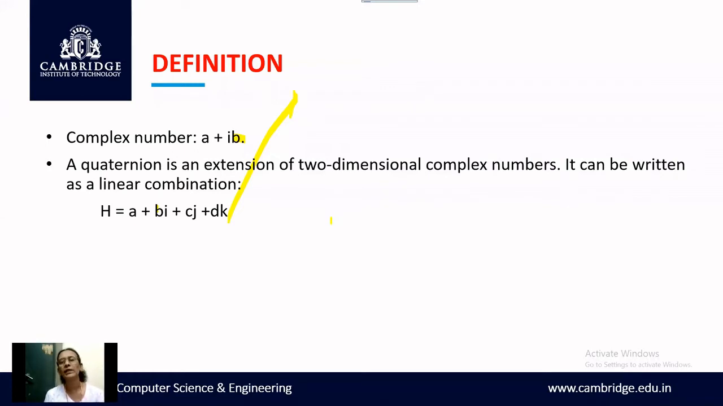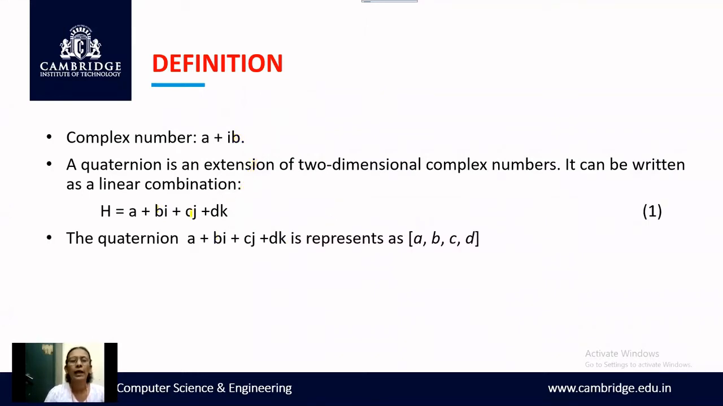So a quaternion is an extension of the 2-dimensional complex numbers. Now this quaternion A plus Bi plus Cj plus Dk is written as A, B, C, D within square brackets, A corresponding to the real part, and B, C, D corresponding to the three components i, j, k.